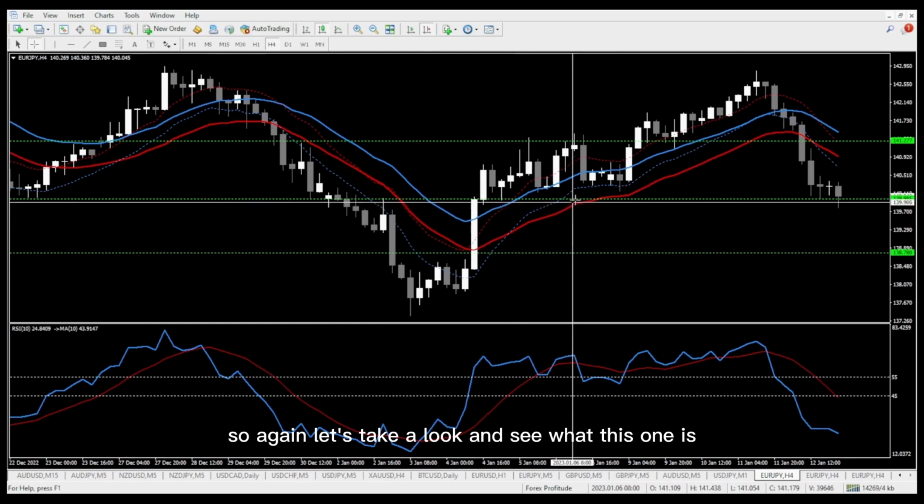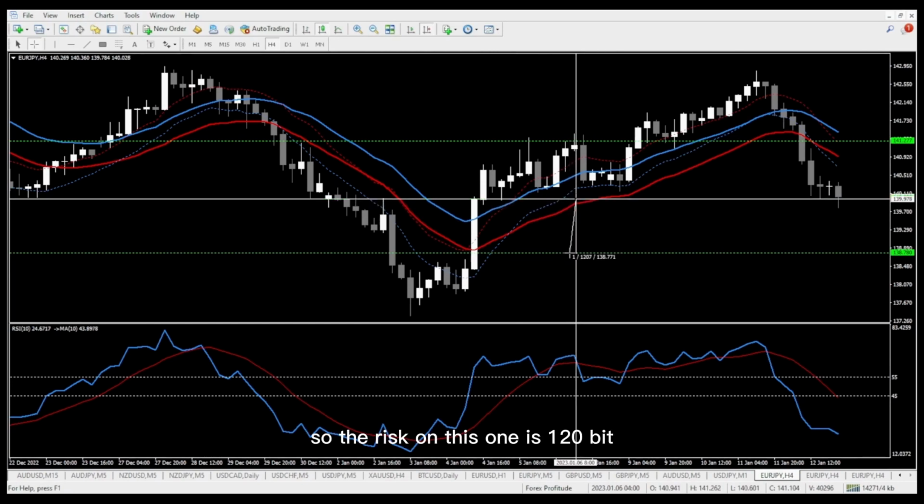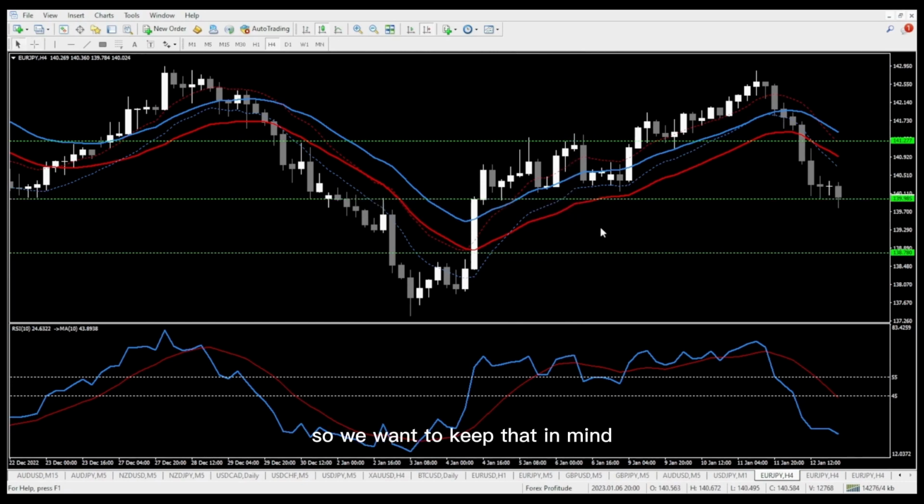So again, let's take a look and see what this one is. So the risk on this one is 120 pips. So we want to keep that in mind. It's going to come in very handy to see what does happen. Now, I'm going to use this 10 EMA as the method to reduce the risk on this trade. So this next candle opens. I want to see where that 10 EMA is.